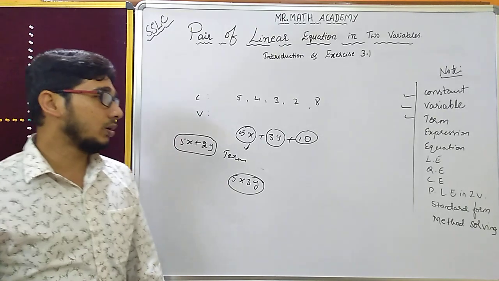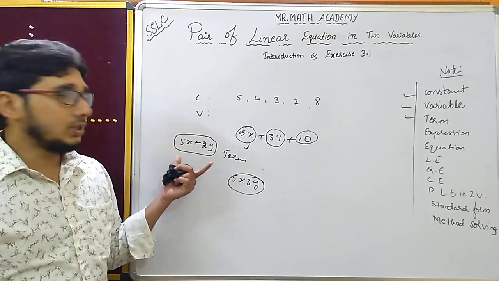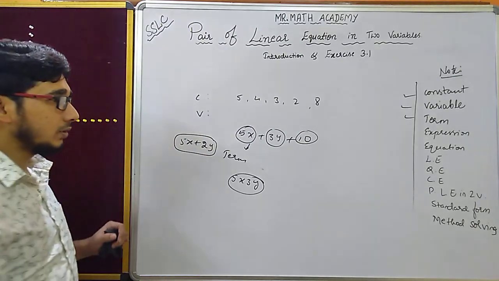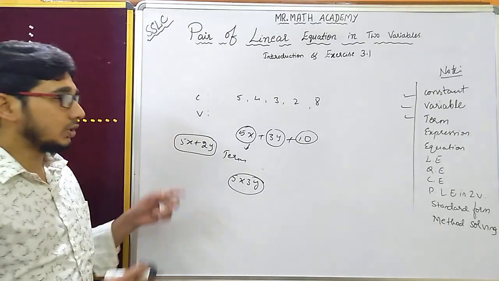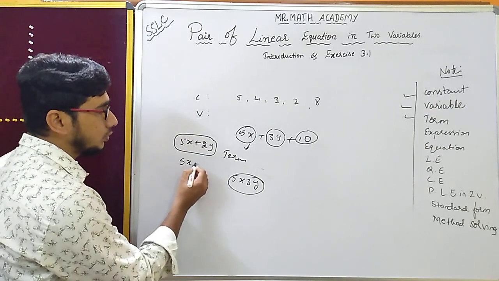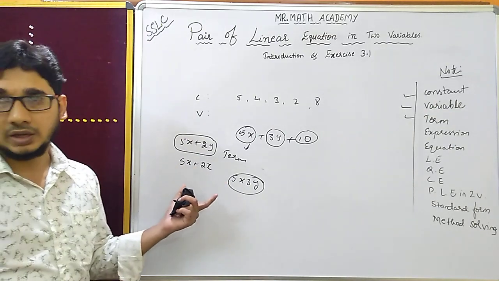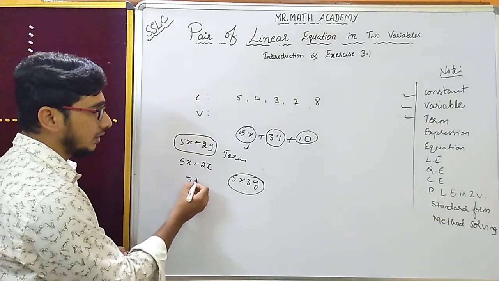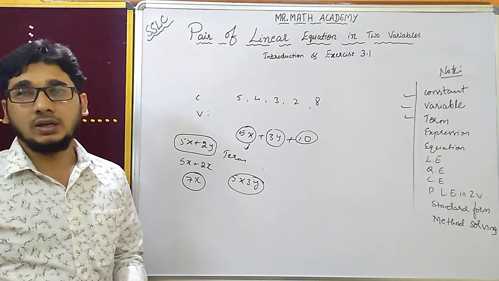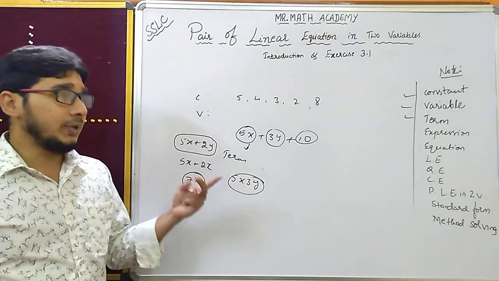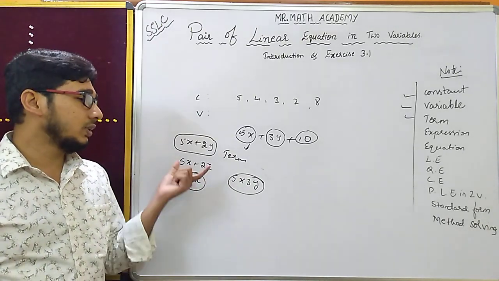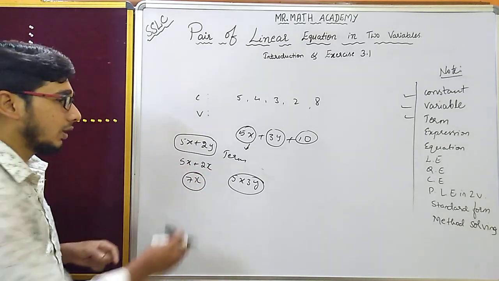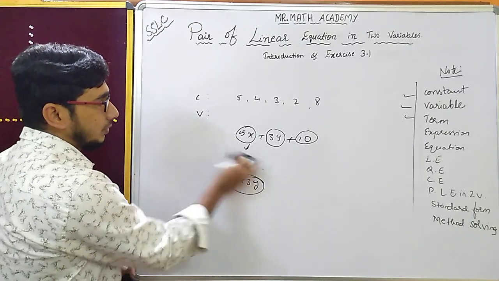Monomial, binomial, trinomial and all. Just think about this. If it is 5x plus 2y, it is a binomial with two terms. And if it is 5x plus 2x, it is not two terms. Actually, it is a single term only. 5x plus 2x is totally 7x, which becomes a single term. So depending upon the equation, we have to tell whether it is one term or two terms. These are the terms now.